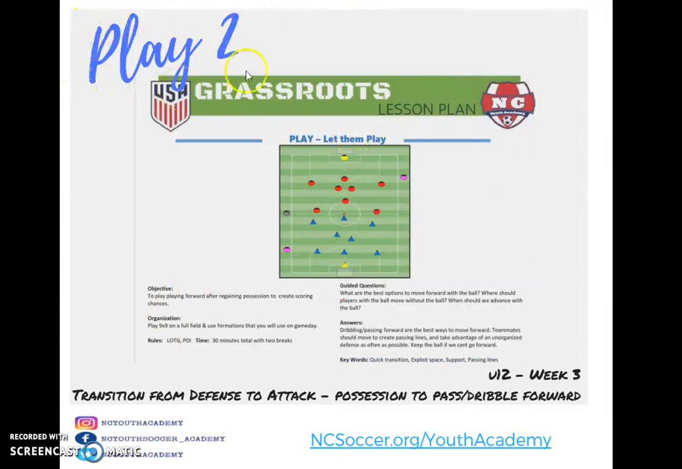So when we think about the play 2 phase, open up the field, expand it based on the space and numbers that we can. Ideally, we go 7v7, game model, laws of the game. We want to think about our actions based on regaining possession, thinking about when should we advance, where should we advance the ball, and what are the best options to play forward, or how to play forward. Thinking about a quick transition, exploiting space, effective support, and passing lines.